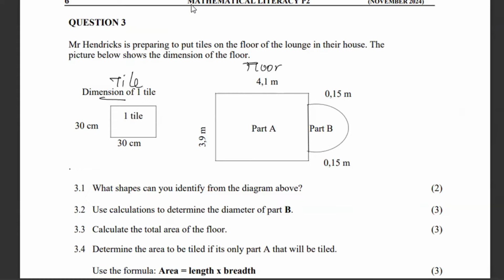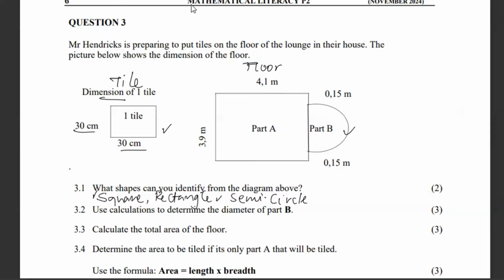They're asking us what shape or what shapes can you identify from the diagram above? We have a square, so it's 30 by 30. Then I can see a rectangle. I can also see what we call a semicircle, which is this half a circle.